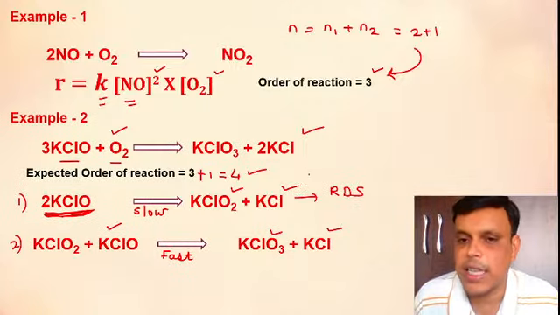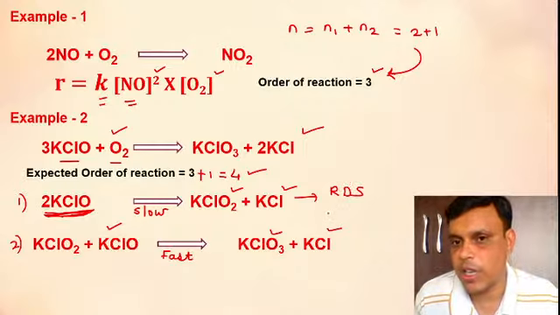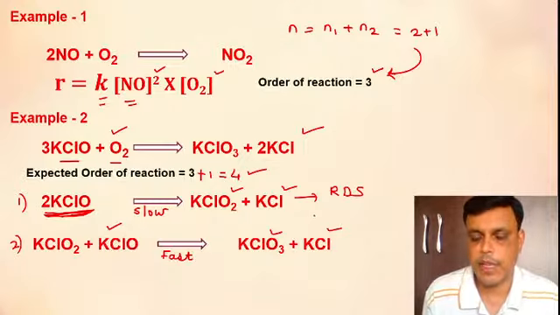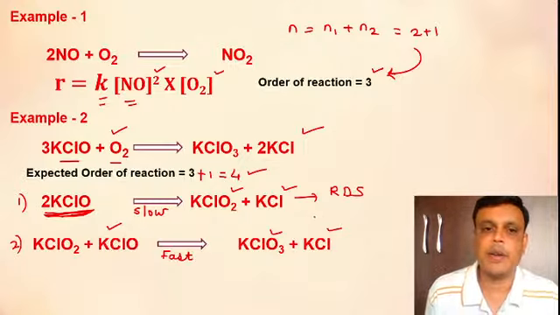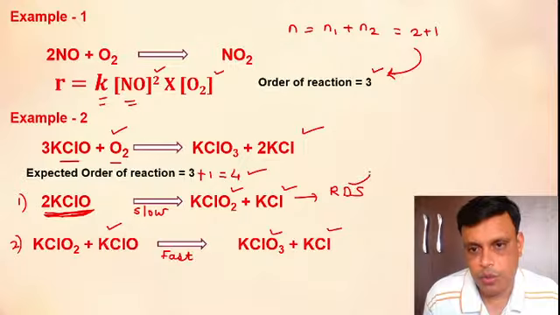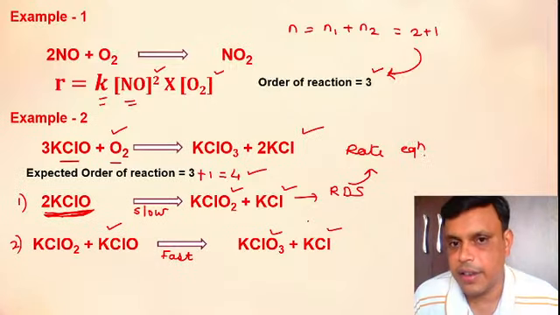Slowest step is called RDS. R stands for rate, D stands for determining, and S stands for step. So the slowest step is the rate determining step. While writing the rate equation you have to consider the RDS only, that is the rate determining step.